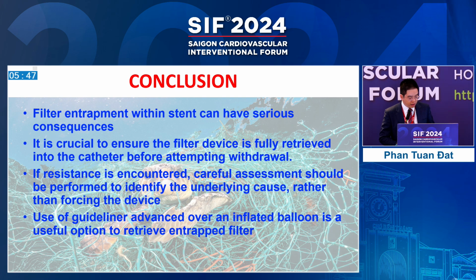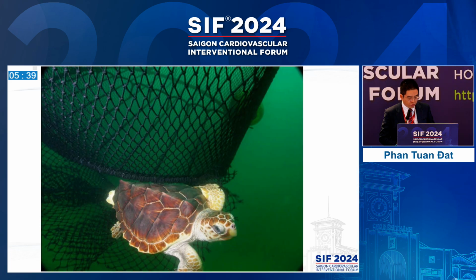And using a guide liner in my case, advancing over the inflated balloon is a useful option to retrieve interrupted filters. So on a beautiful day, you want to go fishing and you want to trawl for fish, but sometimes you cannot trawl fish, you catch turtles. So in my case, the turtle cannot go in or go out of the fishing net.